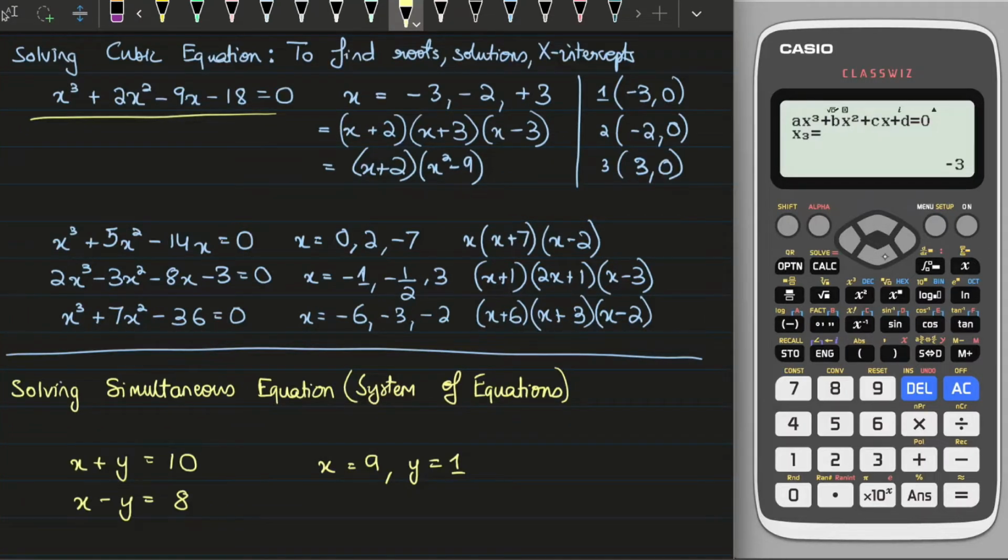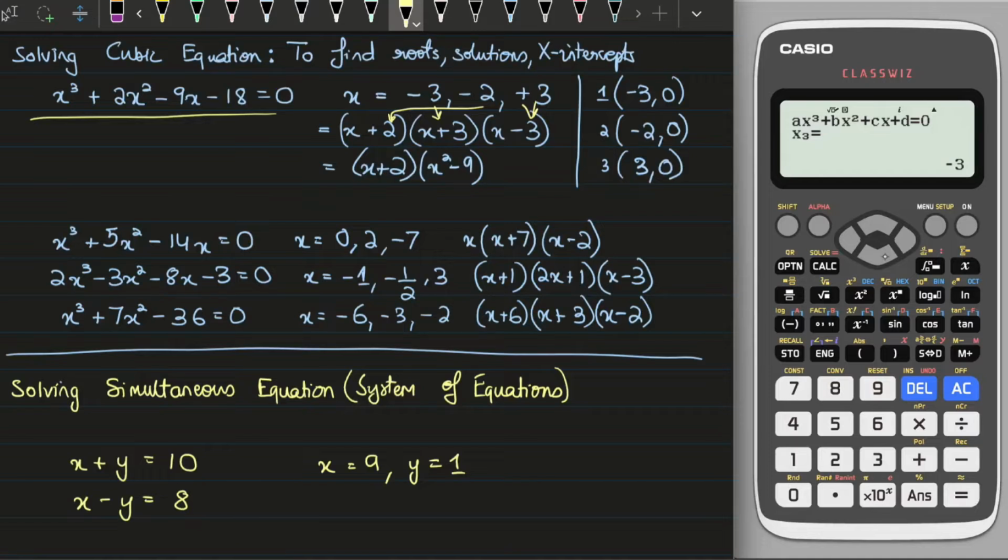You can also use this technique to factorize a cubic equation. So let's say, for example, you have a minus 3 over here. The minus 3 will correspond with a factor of plus 3. You've got a minus 2 over here, which will correspond with a factor of plus 2. You've got a plus 3 over here, which will correspond with a factor of minus 3.